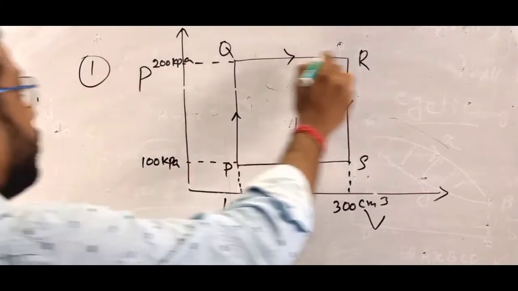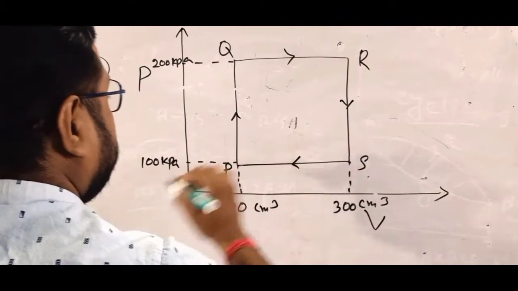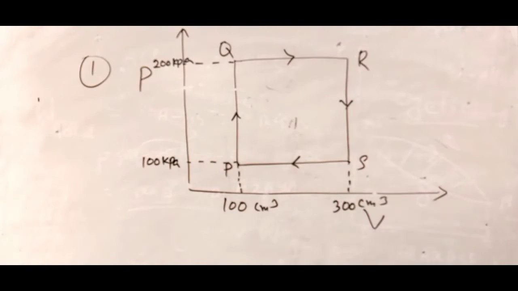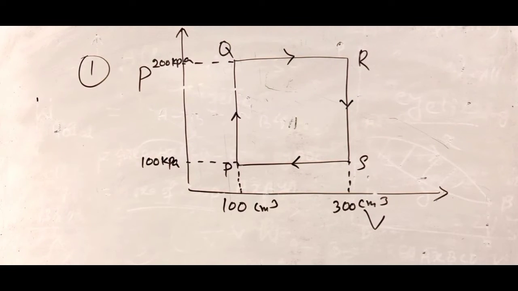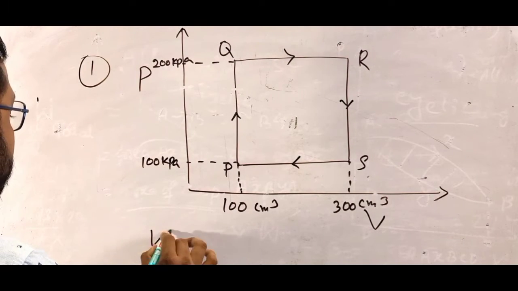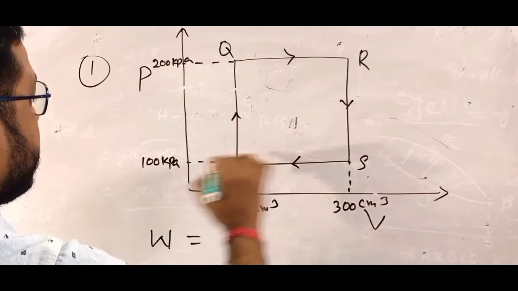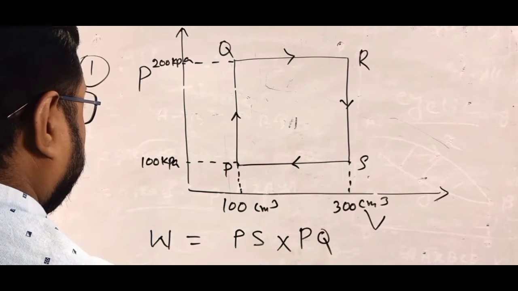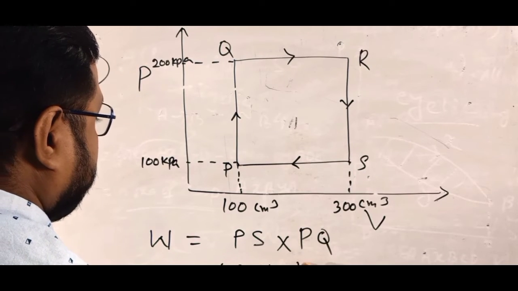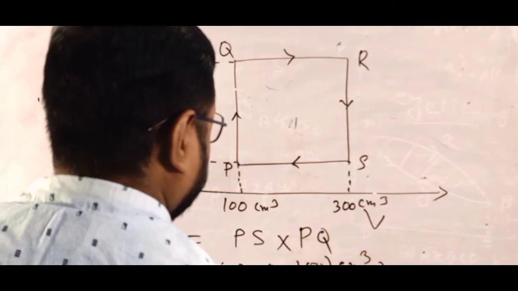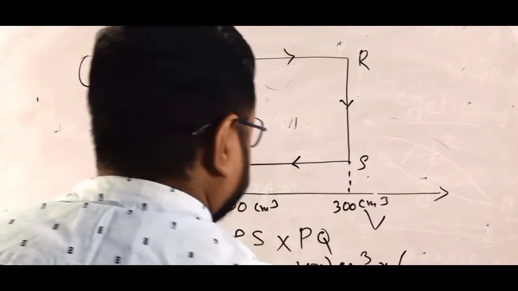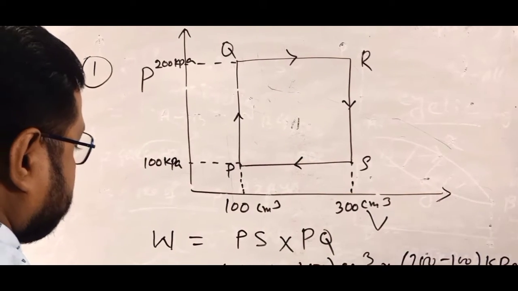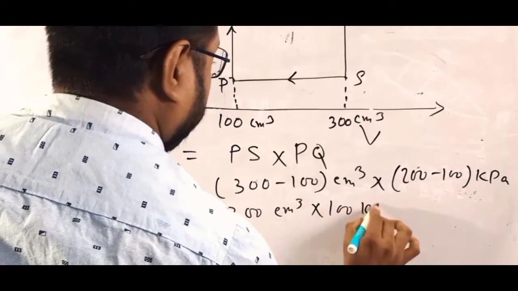As we take the loop, sorry, this is clockwise direction PQRSP, so the work done is positive. So the total work done is given as the area of this loop, that is PS cross PQ. What is the value of PS? 300 minus 100 cm cube, into what is the value of PQ? 200 minus 100 kilopascal. That is 200 cm cube into 100 kilopascal.